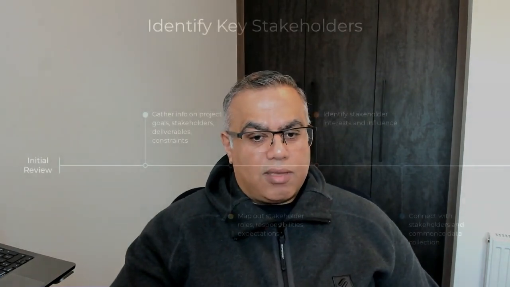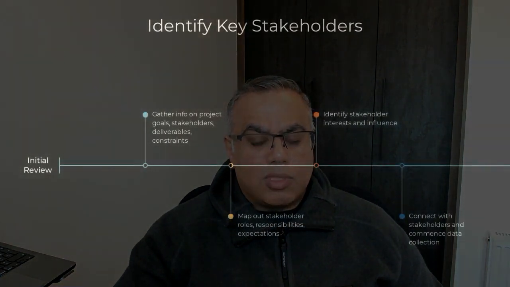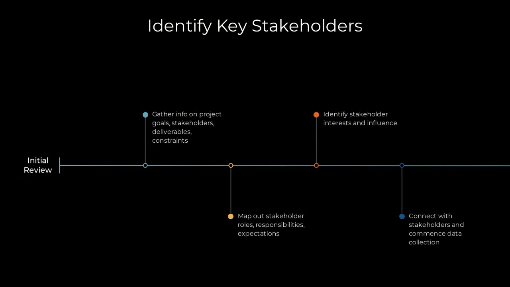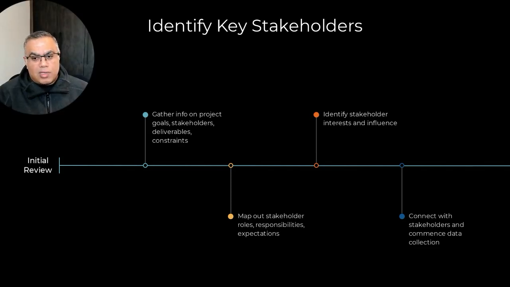Step two is identifying your stakeholders. Really, for any project you are given, you need to understand who your stakeholders are from all levels, from senior C-suite all the way down to your juniors, whatever they may be. They have a role to play within your projects. So firstly, gather info on the project goals, stakeholders, and deliverables that constrain you, so you have a clear understanding. Then map out your stakeholders' roles and responsibilities and their expectations so that you have a clear understanding of what their role is and what part they play within your project.